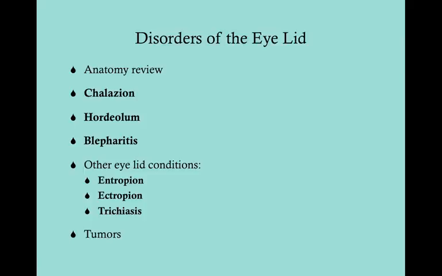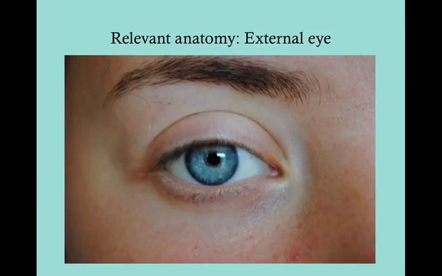And then some other eyelid conditions which are a little bit less tested on the USMLE: the entropion, ectropion, and trichiasis. Certainly, though, you will encounter these in clinical practice, especially if you work with a geriatric population. But I would say that these first three here, Chalazion, Hordeolum, and Blepharitis, are the most commonly tested on the USMLE out of all these things we're going to talk about. And then tumors, these are tumors that occur elsewhere on the body, especially the skin, but I just wanted to briefly talk about them because they do occur on the eyelid.